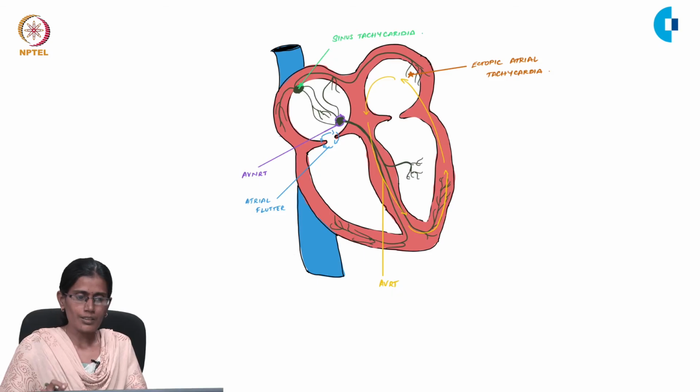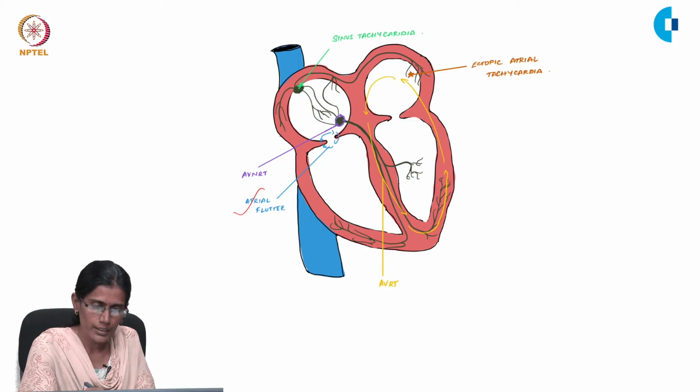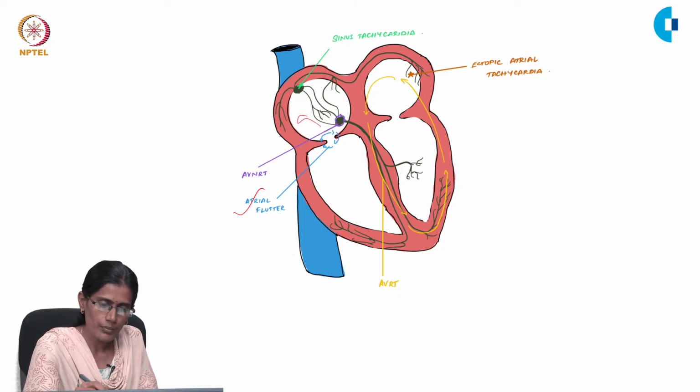Finally, we are going to discuss atrial flutter. In atrial flutter, the electrical activity will be moving around the tricuspid valve annulus. That is a typical atrial flutter. So, the impulses will activate the atrium as well as the ventricles via the AV node.